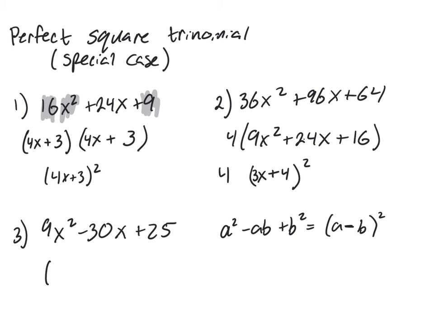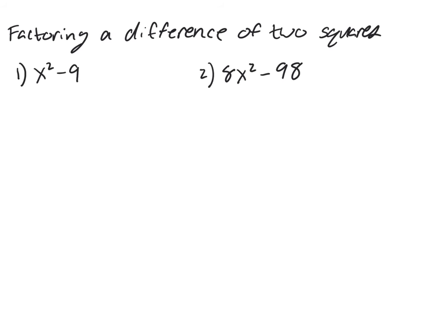So when we go to do this, we're gonna do the same thing kind of, right? We know it's gonna be a binomial times itself, so we're just gonna write it as a squared. Square root of 9 is 3, square root of x squared is x, square root of 25 is 5, but my middle term is negative, so in my factor, I need minus instead of plus.